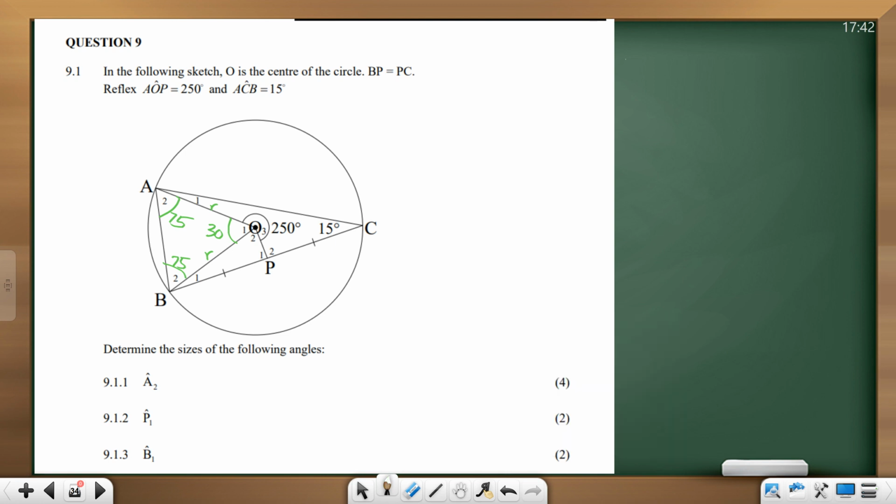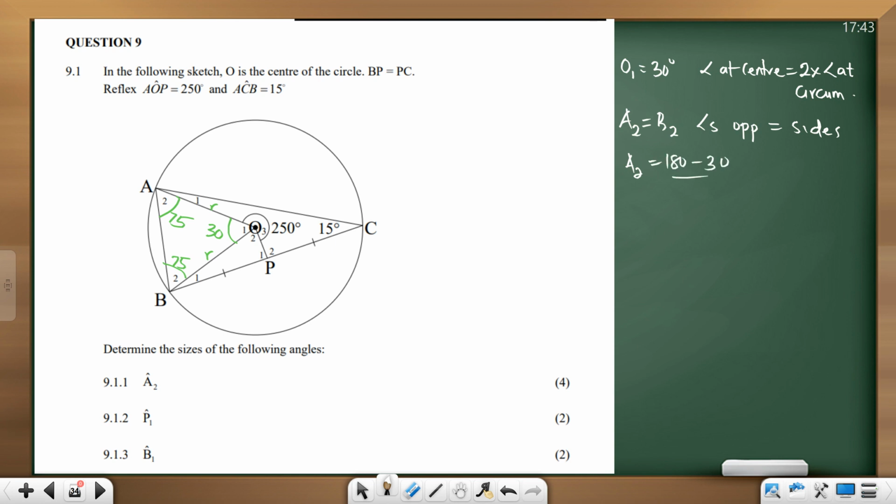How do you write that statement down? How would you write it down? First, I'll say O1 equals 30 degrees. Angle at center equals 2 times angle at circumference. But you're allowed to say circum. Done. A2 equals B2. Angles opposite equal sides. Therefore, A2 is 180 minus 30 over 2, 75 degrees. Boom. You are done.